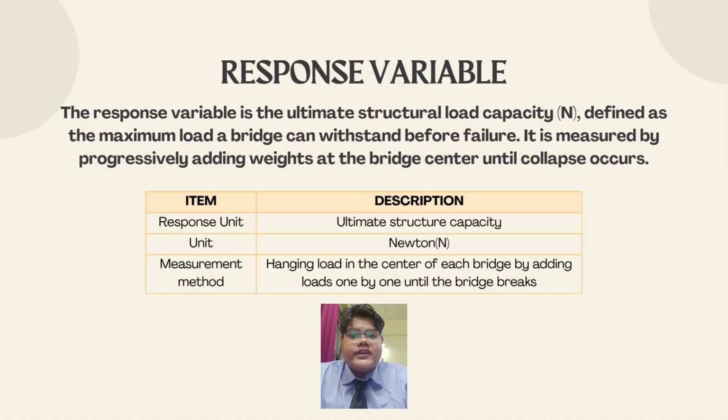The response variable in this experiment is the ultimate structural load capacity, measured in newtons. This refers to the maximum load that a bridge can withstand before it collapses. To measure this value, weights are added one by one at the center of the bridge until structural failure occurs. The maximum load recorded before collapse represents the bridge's weight-bearing capacity.